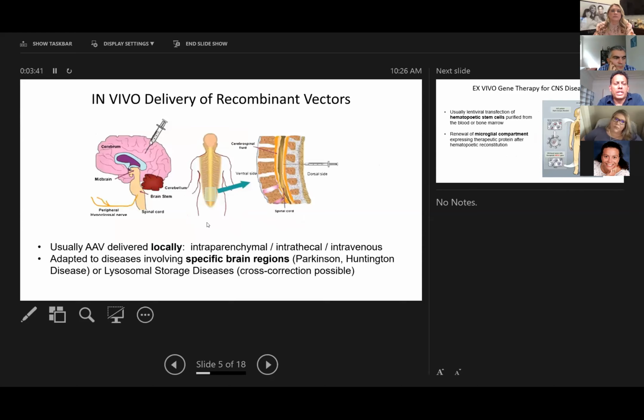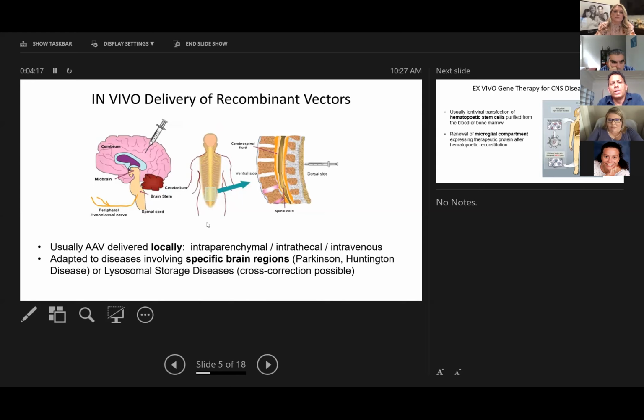So here, just to summarize some of the in vivo delivery approaches to the central and peripheral nervous system. So usually when you use an AAV delivery, you can go intraparenchymal. That means injecting directly into the brain. You can inject intrathecally, which means into that space where you usually draw CSF from during a lumbar puncture, or you can give it intravenously, directly into the systemic circulation.